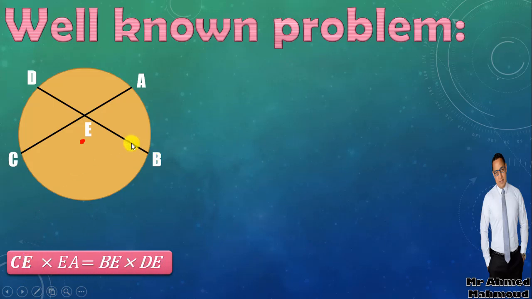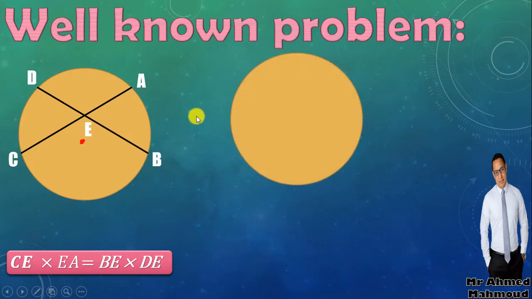Again, briefly, if we have two intersecting chords, then EA times EC equals EB times ED, and this is the rule. To make it easy to remember, always start from E, the intersection point: EA times EC equals EB times ED.